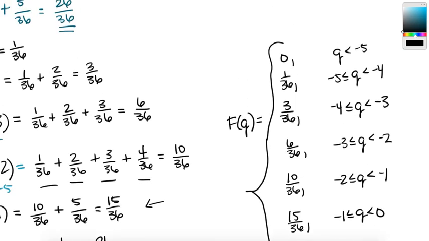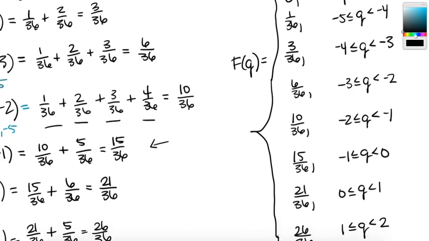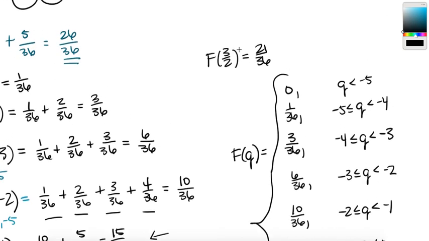So this is like, remember at the beginning we did f of 3 halves, and we found that was, let's see, 21 over 36 if memory serves, and that kind of matches up with this. If 3 halves is in between 1 and 2, oh, we got 26. Whoops. But we got 26 over 36.